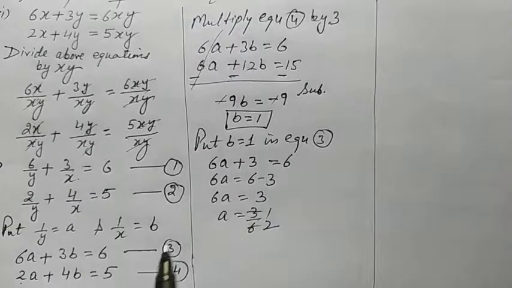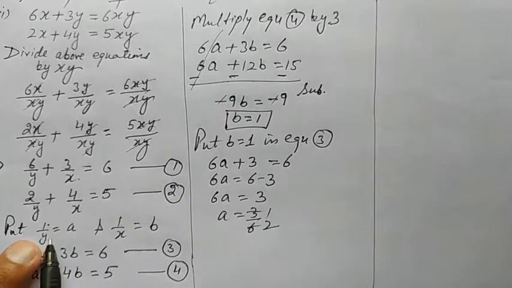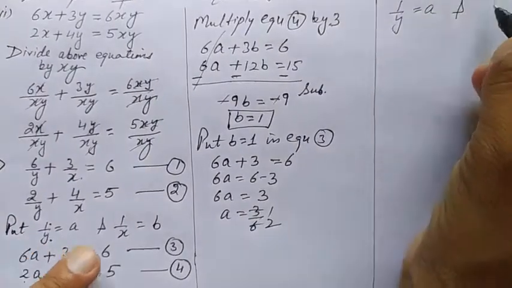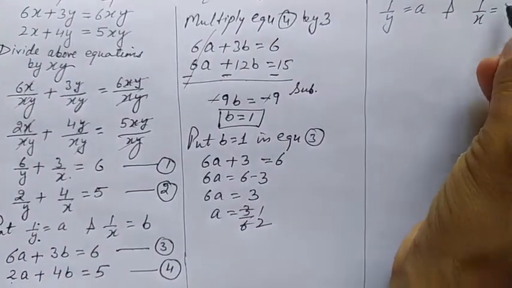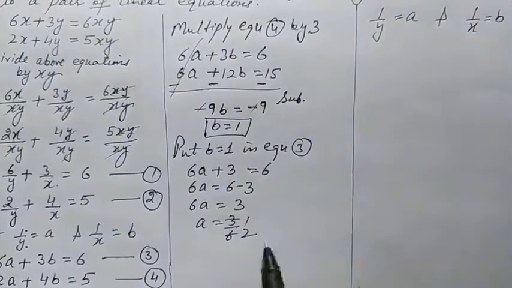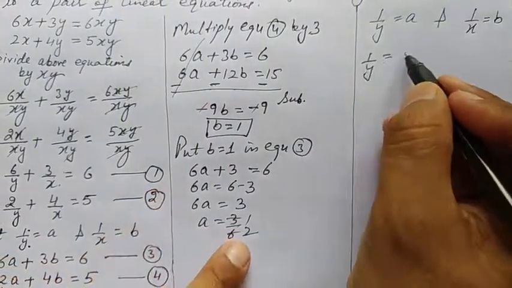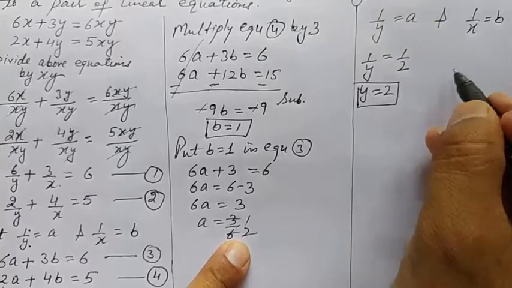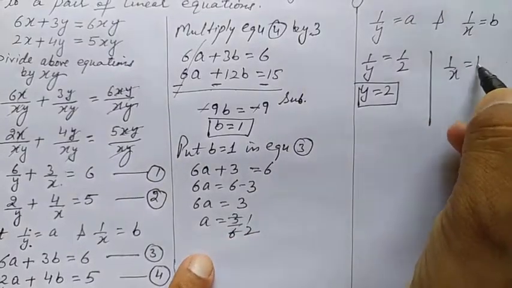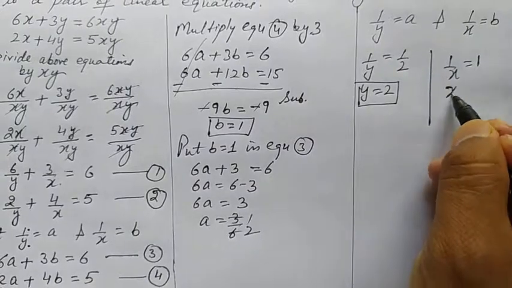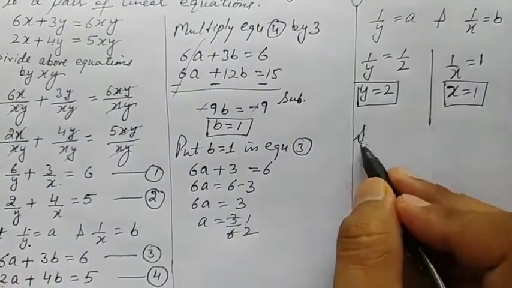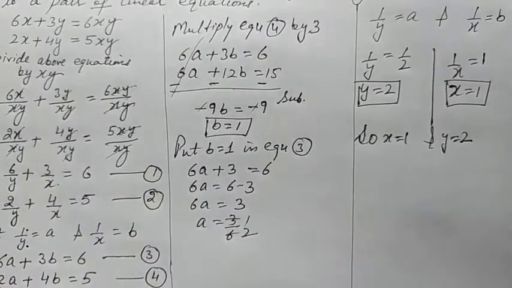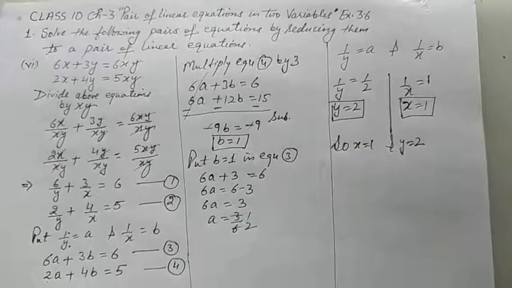Now we go back here. 1 by y is a and 1 by x is b. So now 1 by y is a, which is 1 by 2. If I cross multiply, it becomes y is equal to 2. And here 1 by x is b, which is 1. So cross multiplying, x is also 1. So x is 1 and y is 2 is the required solution. So this way we will solve this question.